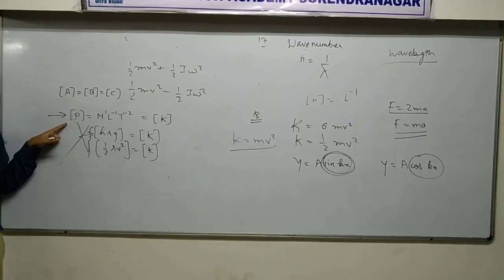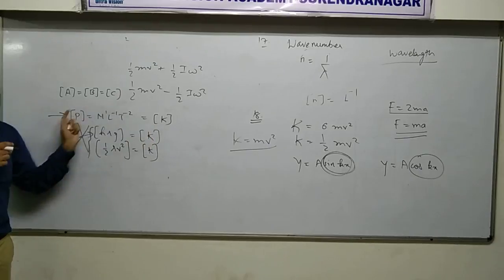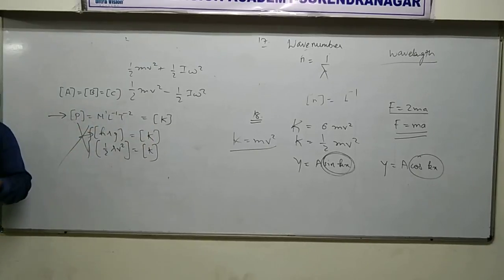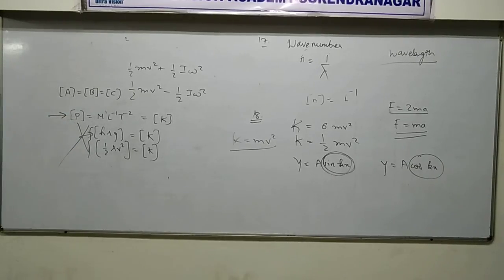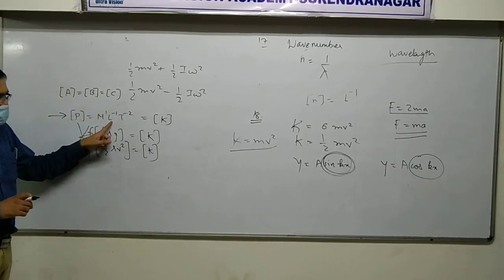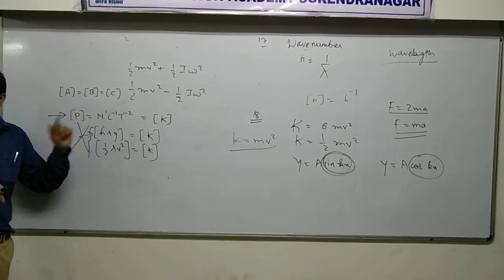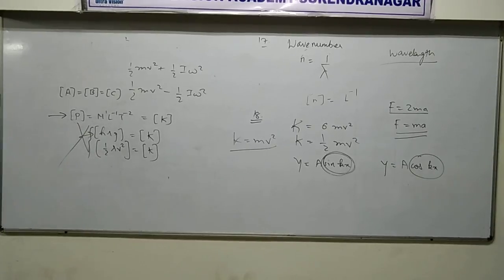How much time does it take to realize that this and this are the same? You don't even have to do calculation. Now comes the calculation. A, B, C, D, four options are there. Let's start with option A. We have to see which one has the same dimensions as K. First option is velocity gradient.